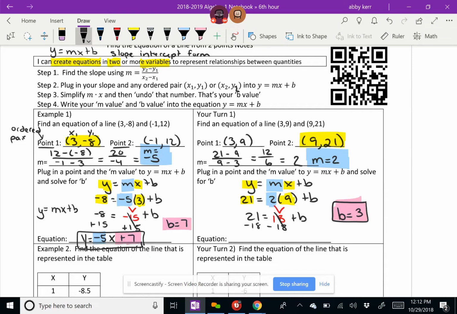Now remember the I can statement. It says I can create equations in 2 or more variables. I can create an equation in 2 variables. So the 2 variables that are left are the y and the x. We found our m, we found our b.